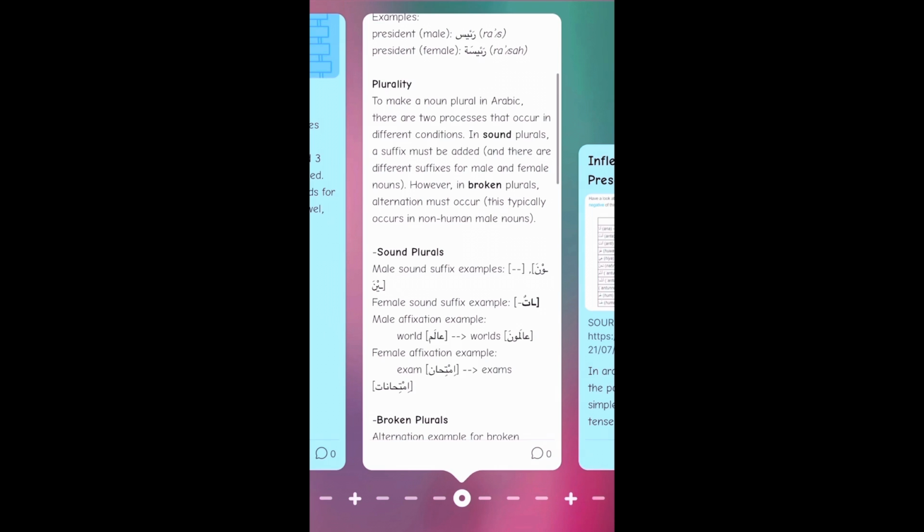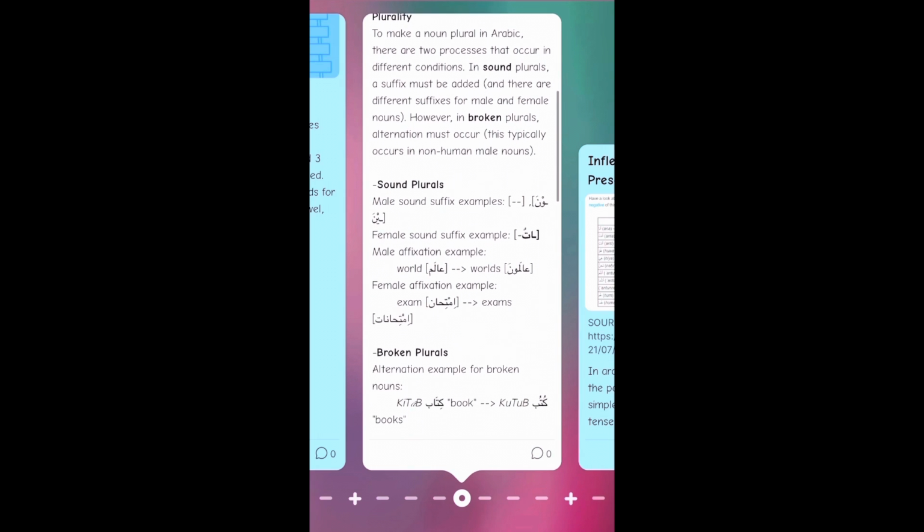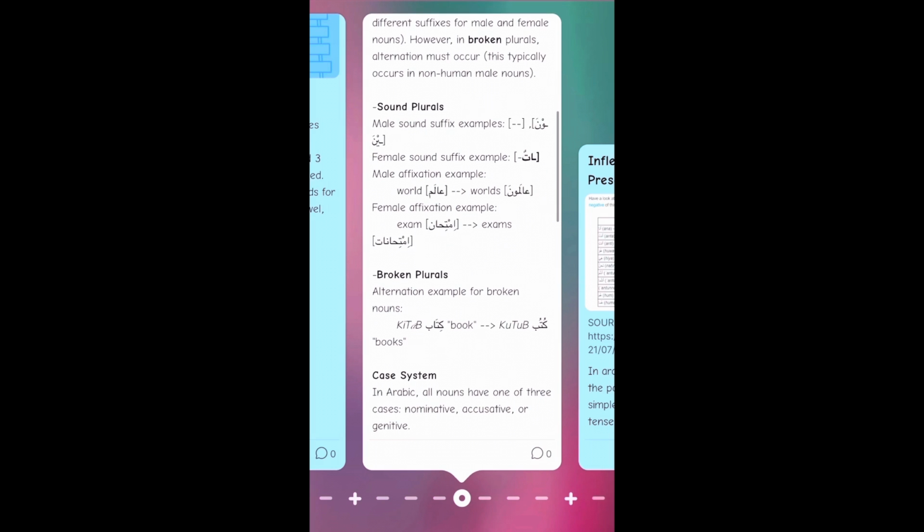Next, to make a noun plural in Arabic, there are 2 processes that occur in different conditions. In sound plurals, a suffix must be added, and there are different suffixes for male and female nouns. However, in broken plurals, alternation must occur, and this typically occurs in non-human male nouns.